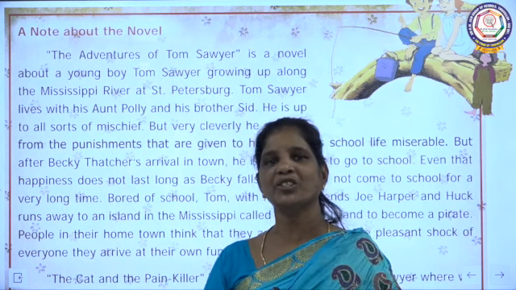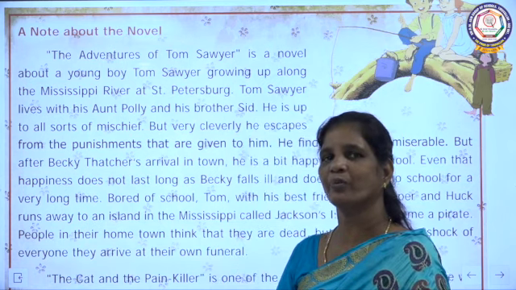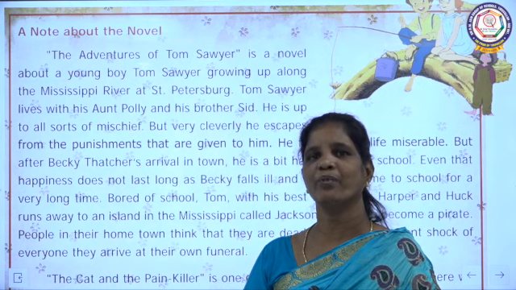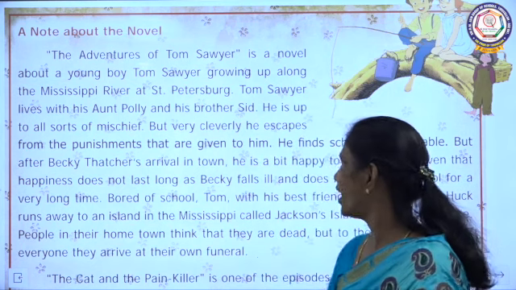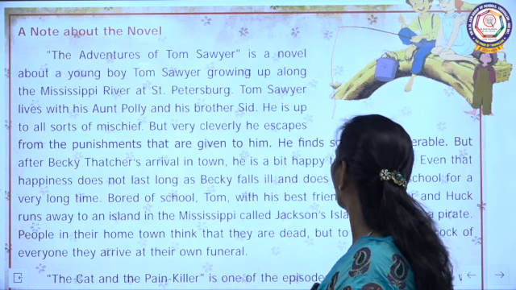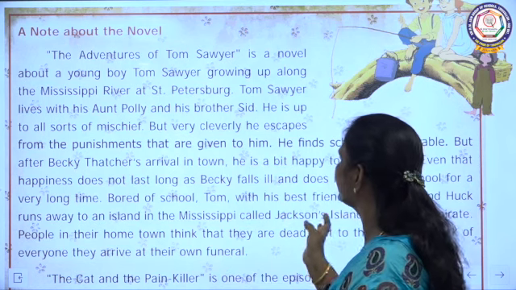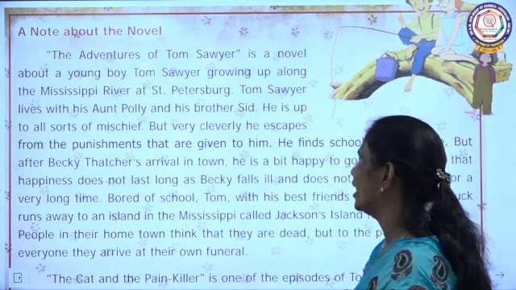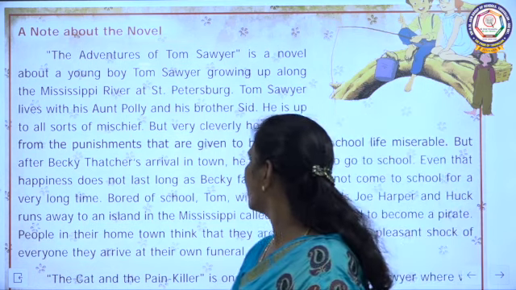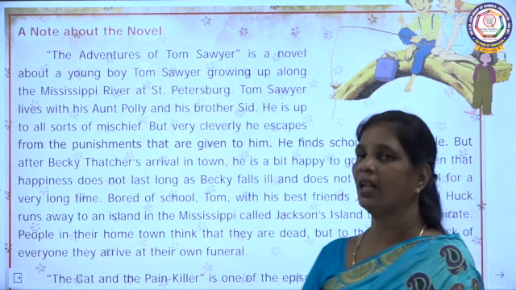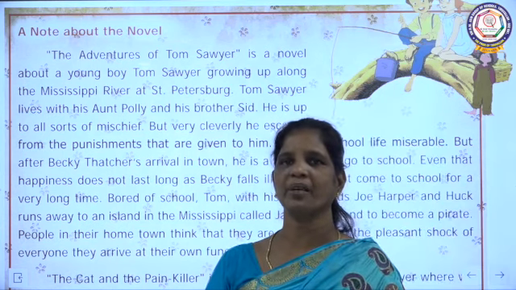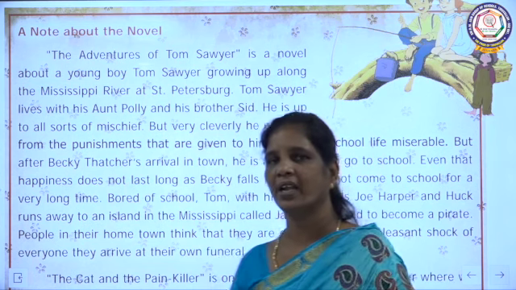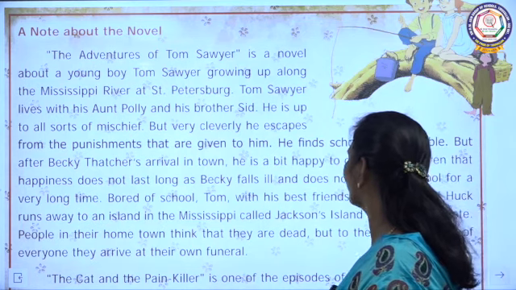And when Becky Thatcher came to school, he started going willingly because Becky Thatcher was a good friend of Tom and he was ready to go and meet her every day as a friend. But after Becky Thatcher's arrival in the town, he is a bit happy to go to school. Even that happiness does not last long as Becky falls ill. So, till Becky was alright, he was going to school along with her, and once Becky became ill, that made his mind the same.